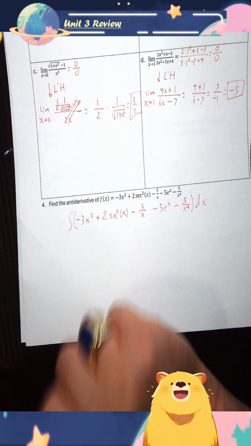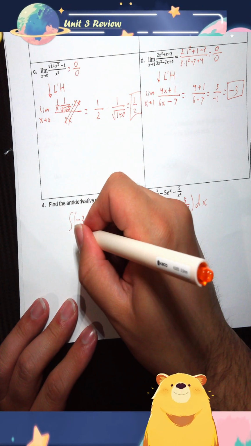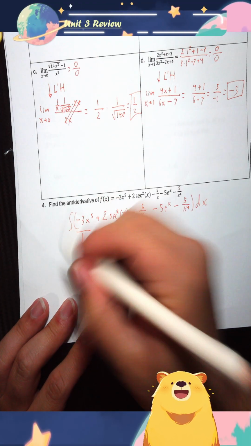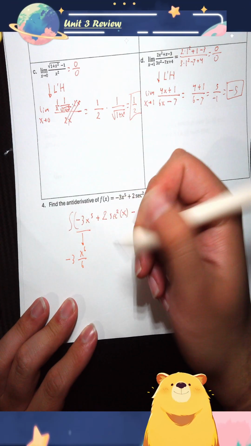That's a power, or I should color code this as well. Okay, so this is a power rule usage, so negative 3 x to the power of 6 over 6.